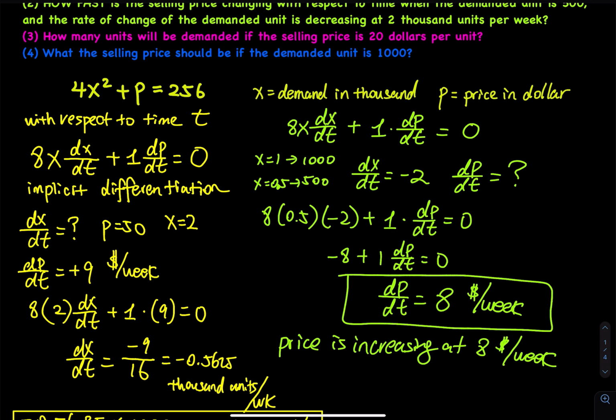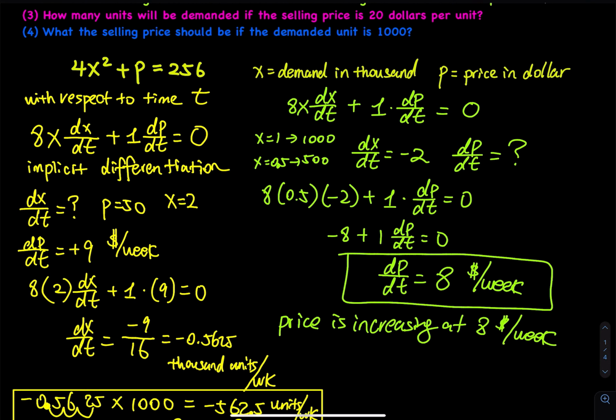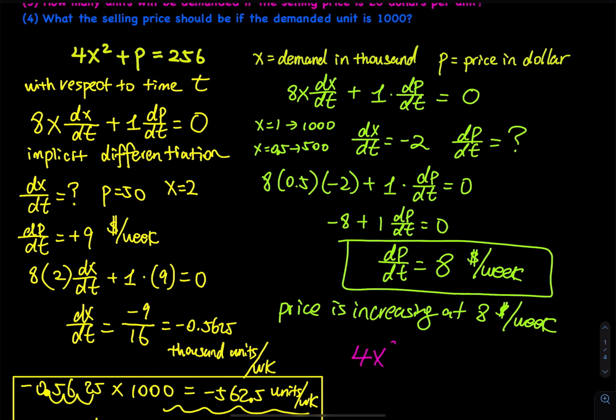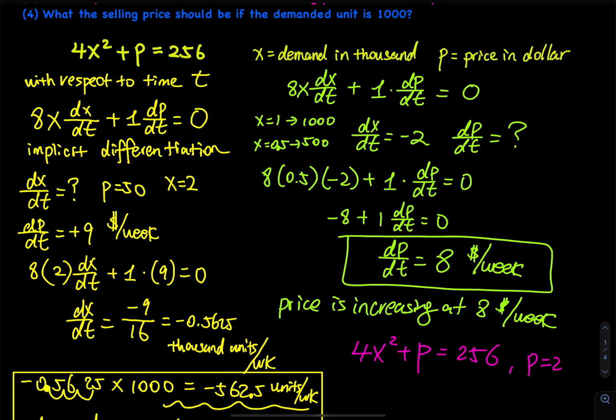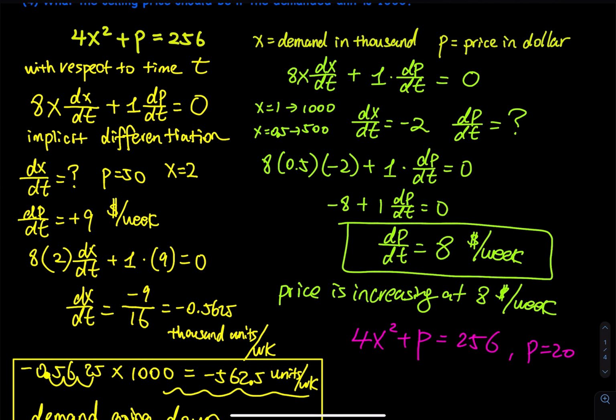And then let's take a look at number 3 and number 4. Number 3: how many units will be demanded if the selling price is $20 per unit? This one, they didn't ask for any rate of change, no how fast or similar words. They only give you the price, and then they ask for the units. So the equation is 4x squared plus p equals 256, where x is demand in thousands and p is the price, and they gave you the price is $20 per unit.